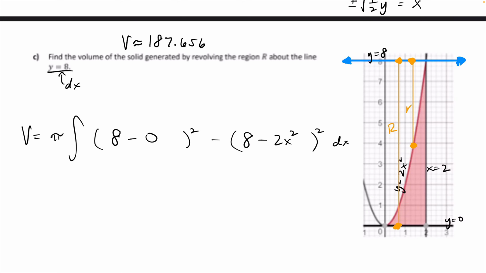Bounds, x bounds, 0. The shaded area is from 0 to 2 for x. So like you did on number 2, the same bounds you use for 6a, because that was also dx. And when you do that, you should get 87.6 or something very, very close to that guy right there. Okay.